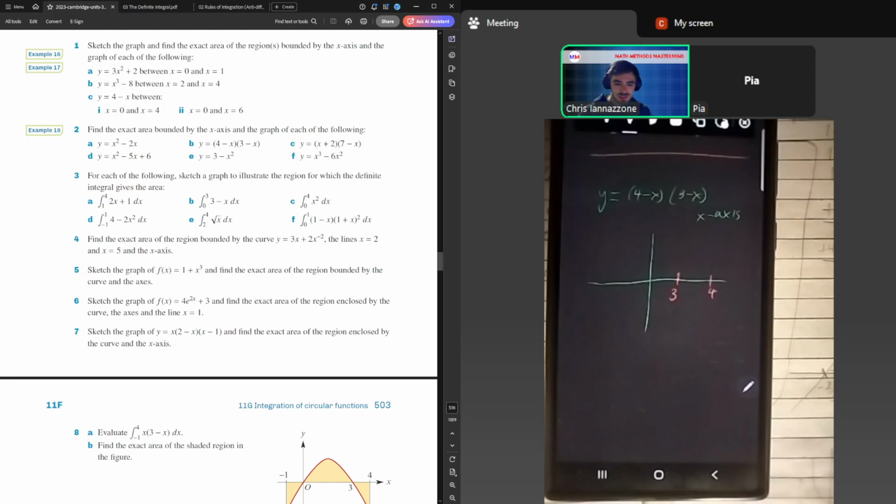Do you have a positive x squared or a negative x squared? Yeah, that's what I was trying to do. Oh, okay. Would it be positive? It is positive. Yeah, correct.